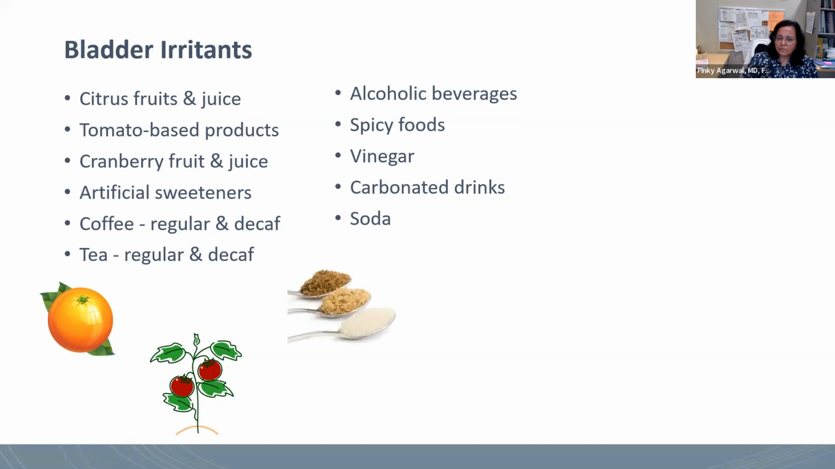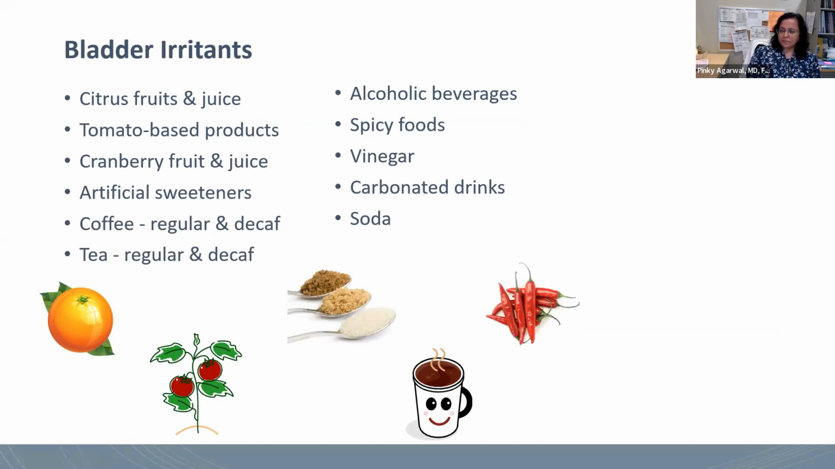There is something in the chemical makeup of artificial sweeteners, like Sweet'N Low, which can irritate the lining of the bladder. The bladder is particularly irritated by coffee, which many people are aware of, but decaf coffee and decaf tea can also be irritating because of their acidic properties. Along the lines of acidic drinks, spicy foods and curry, and also vinegar-based foods can be irritating to the bladder.